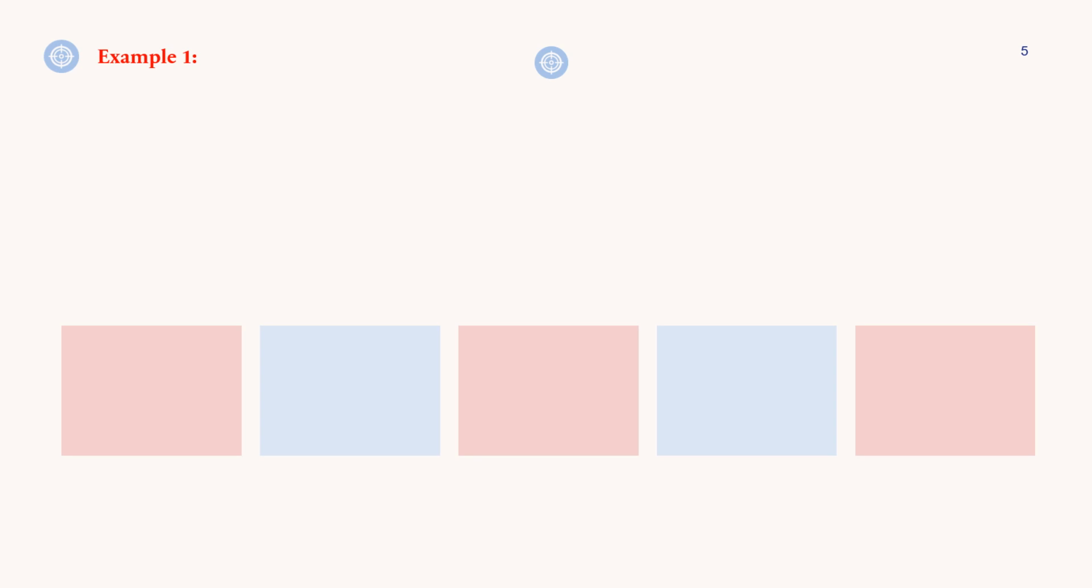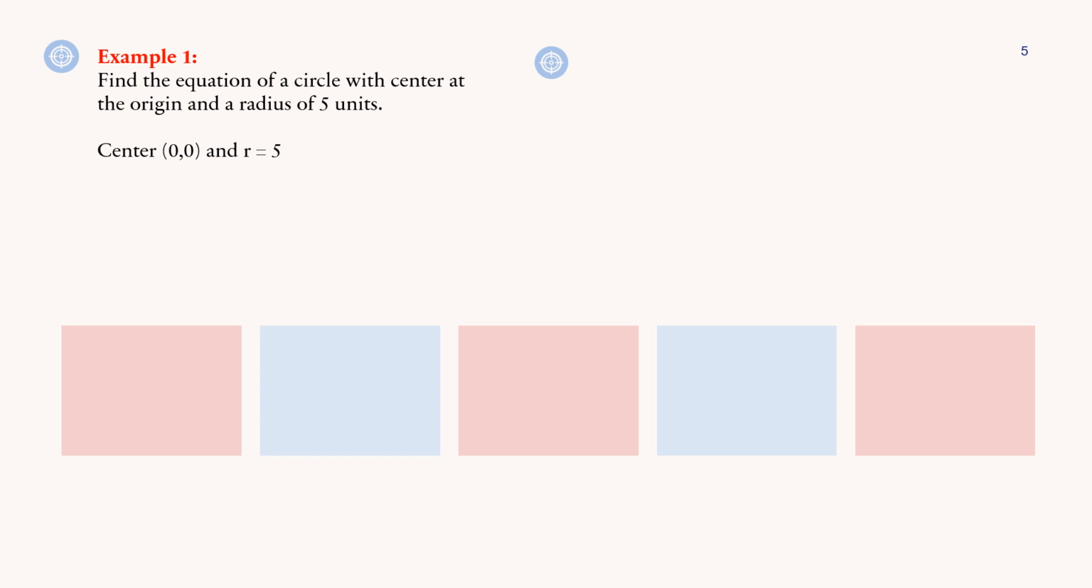Now let's find the equation of a circle using the center and the radius. Example number 1. Find the equation of a circle with the center at the origin and radius is 5 units. Since the center is at origin, that will be 0, 0, and the radius is r. If the center of a circle is at origin, the equation will be x squared plus y squared is equal to r squared.